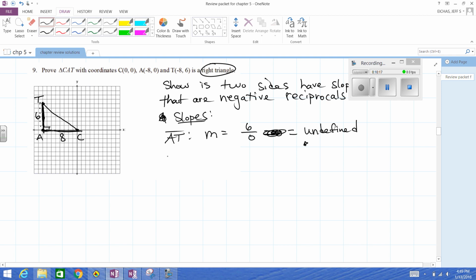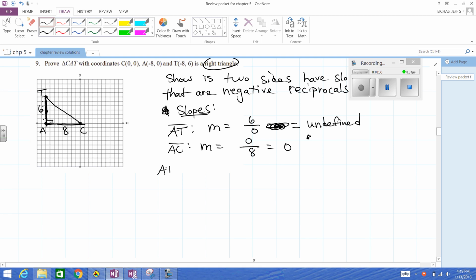Okay, what we have for AC is that our slope is 0 over 8. Now that's our zero slope. 0 divided by 8 is 0. 6 over 0 is undefined. This is one of those special cases where we're not going to get negative reciprocals. What we're going to get, in fact, is just this special case. Okay, so AT is perpendicular to AC.